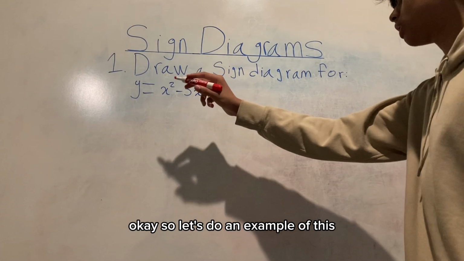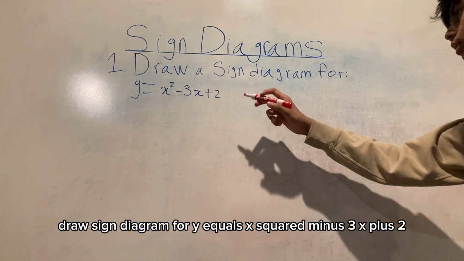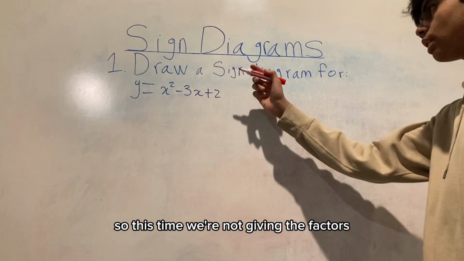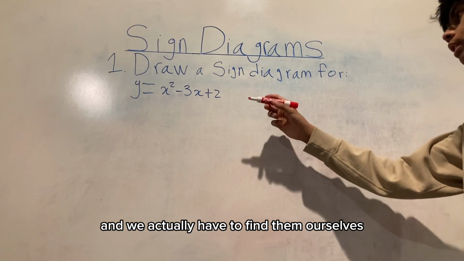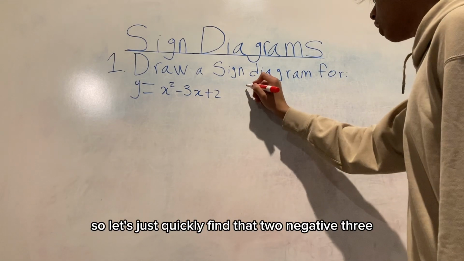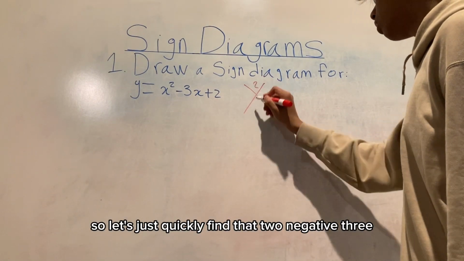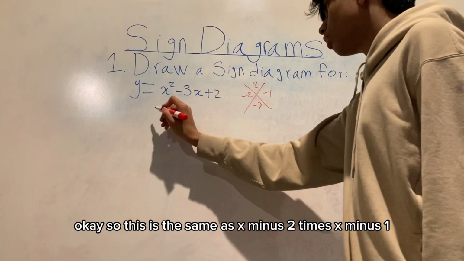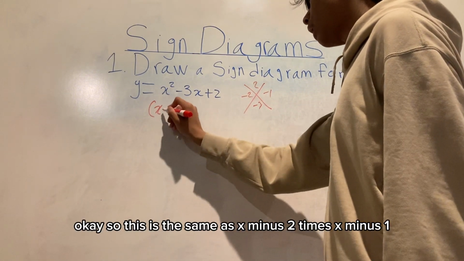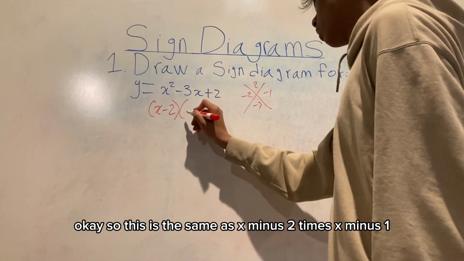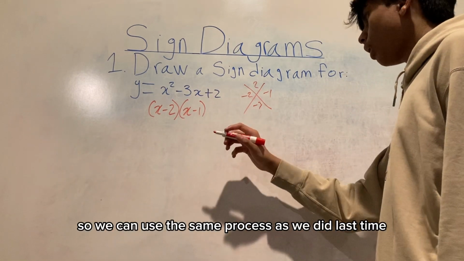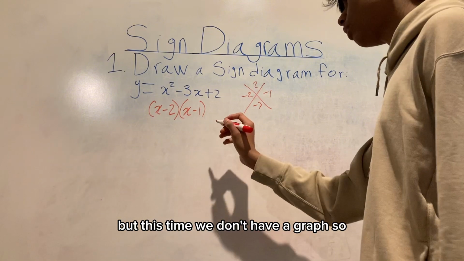Okay, so let's do an example with this. Draw a sign diagram for y equals x squared minus 3x plus 2. So this time we're not given the factors, and we actually have to find them ourselves. So let's just quickly find that. 2, -3. Okay, so this is the same as (x - 2)(x - 1). So we can use the same process as we did last time, but this time we don't have a graph.